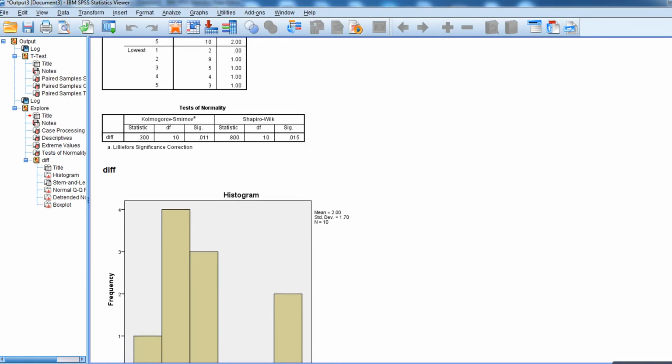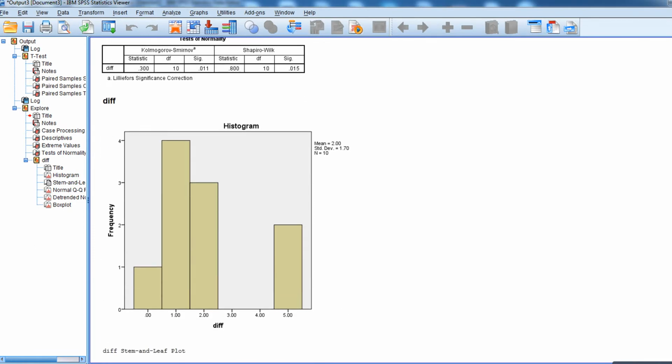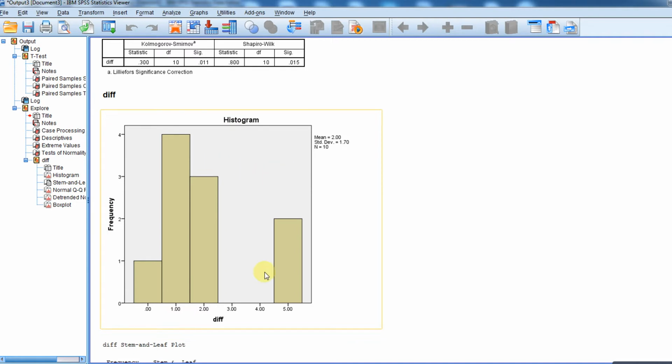And then here's our histogram right here. You can see the skew as it appears, and you can see that it just does not look very normal. So there you go.